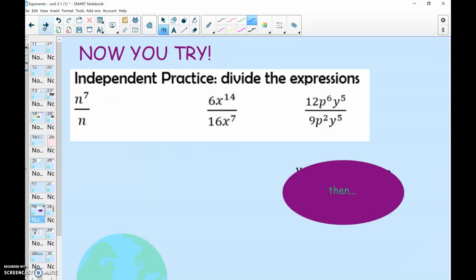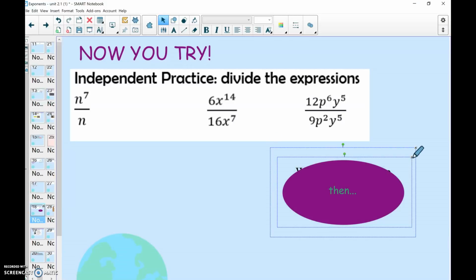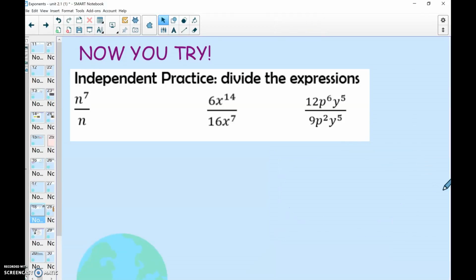So go ahead and try these 3 problems. You need to pause here and try them on your own. You could just cheat and fast forward and get the answer, but you're really not helping yourself, so at least practice it. Make sure there aren't any mistakes that are easy that you're making. So pause here.